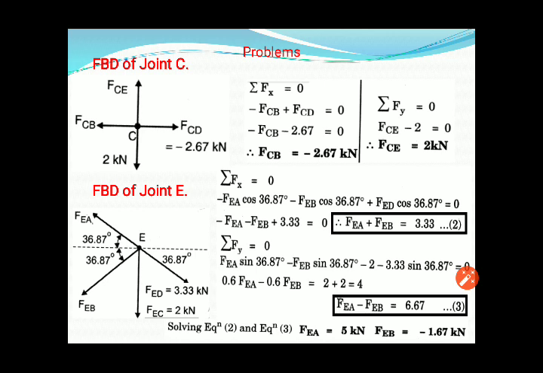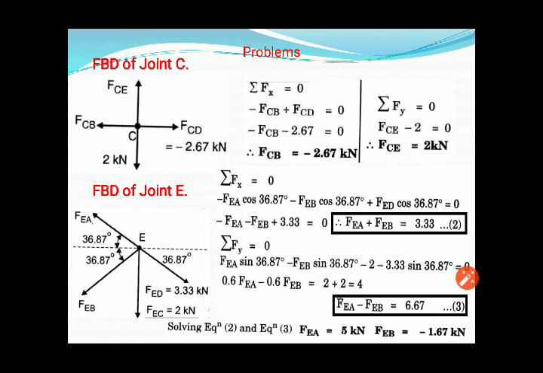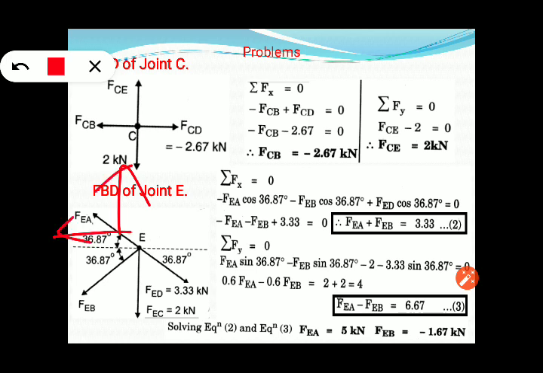Go for the next joint. Free body diagram of joint E. Where is joint E? Joint E is over here. We know the value of ED, we know the value of CE. So what remains? The force in member AE and the force in member BE. So these two are unknown, so you can take the next joint as joint E. So draw the free body diagram of joint E. Go for summation Fx. Resolve the inclined forces. Okay.